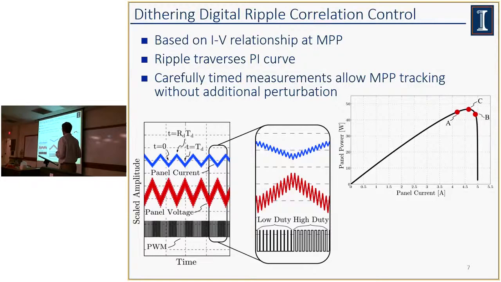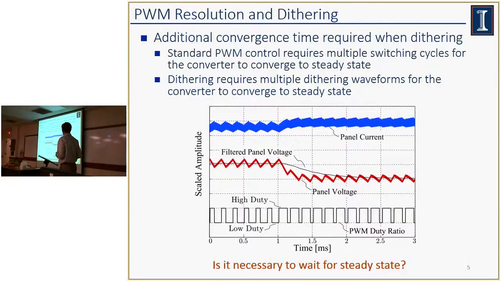And so if we sample measurements carefully at the right interval, we can actually determine where we are on this plot. And because this happens every dithering cycle, we can immediately determine where we are on the plot without waiting for the converter to come to a steady state equilibrium. So basically, we'll know where we are at each interval as the converter moves to its new equilibrium.